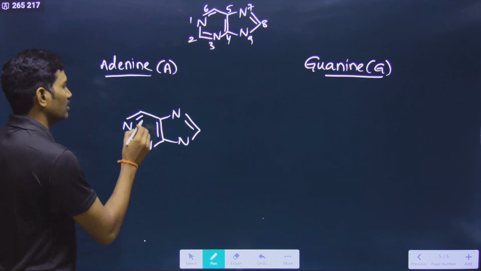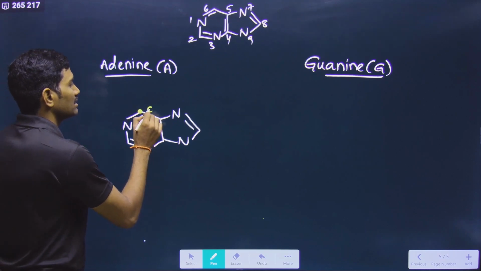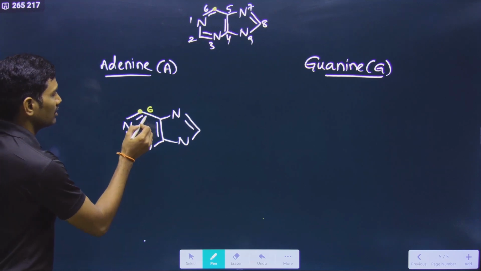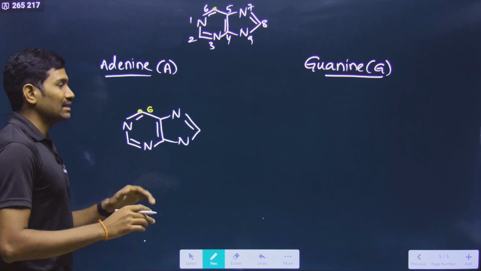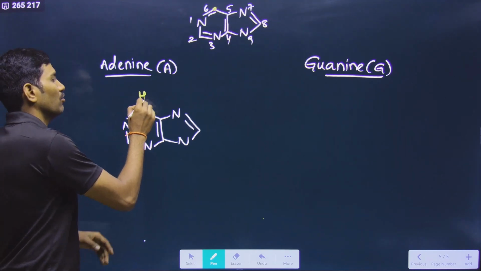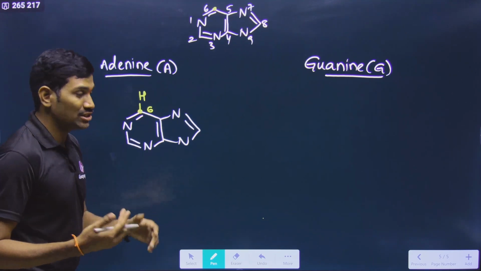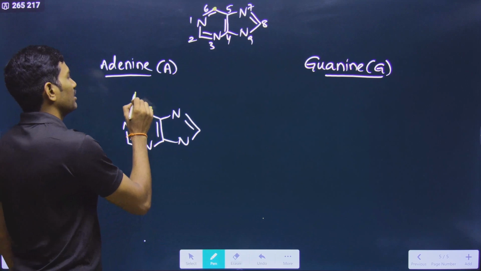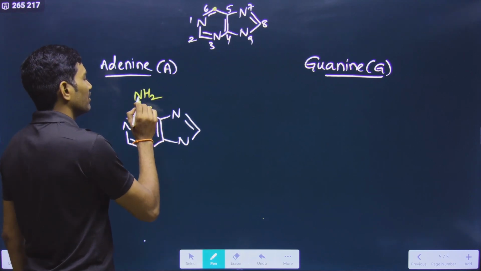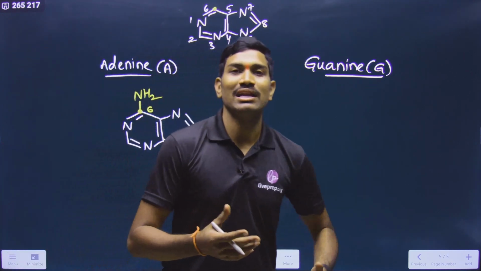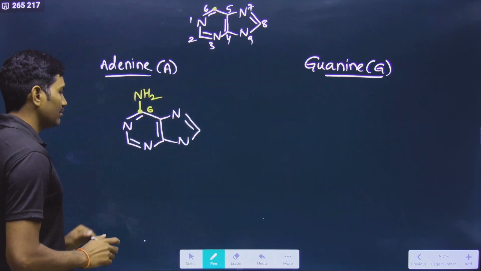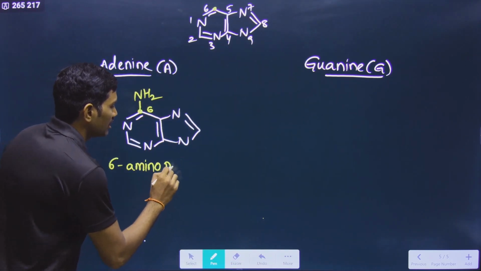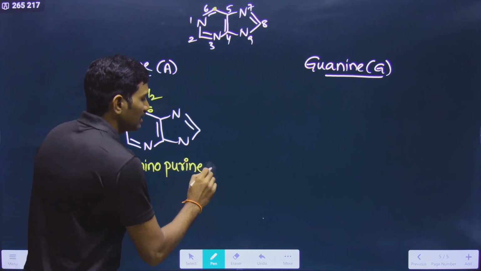And now here, what are we doing? What is the position number here? This is the 6th carbon position, right? On this carbon, only 3 bonds are shown, that means the 4th one is present. Originally the 4th one is hydrogen. Now this hydrogen is substituted with an amino group. In place of hydrogen, the amino group will come. That's why it is called 6-amino purine. So adenine is nothing but 6-amino purine.